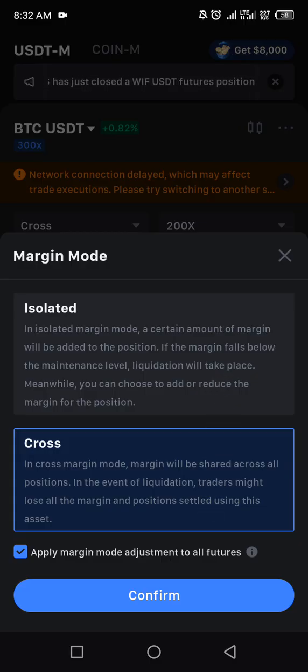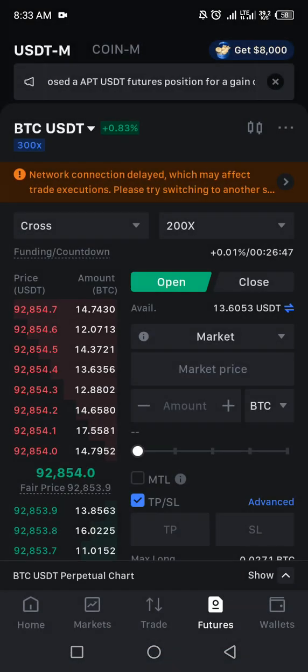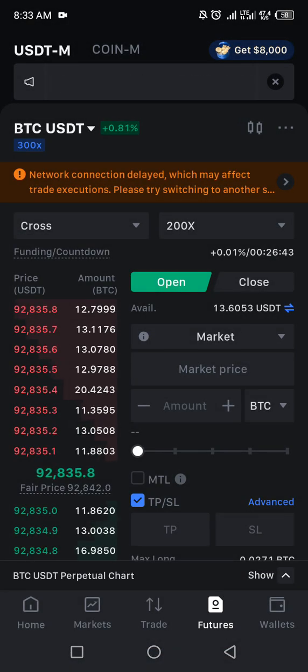In cross margin mode, margin will be shared across all positions. In the event of liquidation, traders might lose all the margin and positions settled using these settings, but we know why we're using it. In isolated margin, a certain amount of margin will be added to the position if the margin falls below. It is still what I explained in the first video. So always put it on cross, so that you don't have to always add margins.